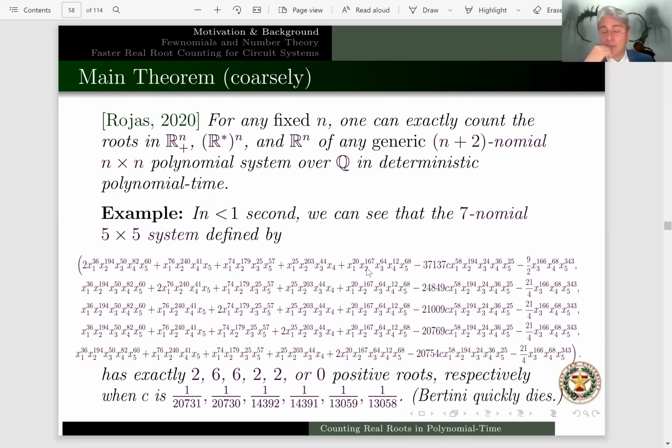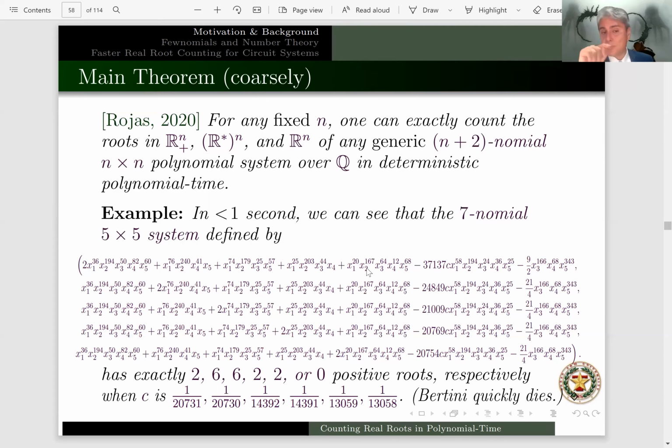dies. This is not a criticism of Bertini, I'm just stating a fact. There are many other computer algebra systems that would also die. But it's interesting to see why Bertini dies and how it does so. Bertini immediately dies and gives you an error. I forget the exact statement of the error, but it's something involving numerical error.